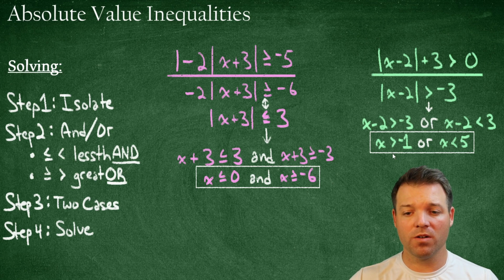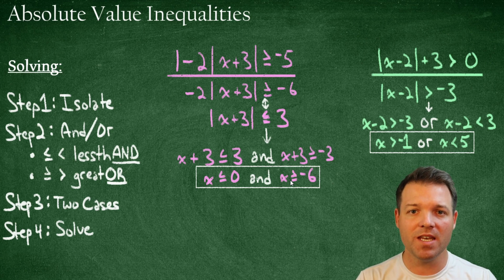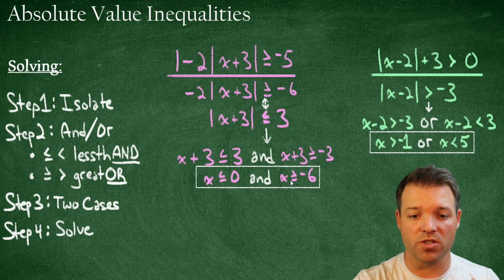And for the green one, we get x is greater than -1 when I add that 2 over, or x is less than 5 when I add that 2 to the 3. Okay? All right. Now, technically speaking, these are your solutions. This is if I told you to please write your answer as an inequality, this would be your solution.